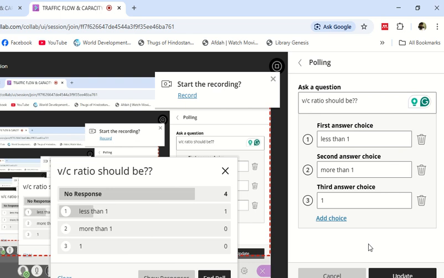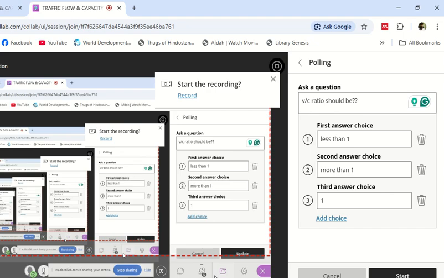Okay, volume capacity ratio, what should it be? Yes, what about the other three? More than one? Somebody changed their mind, huh? Okay, it should be less than 1.